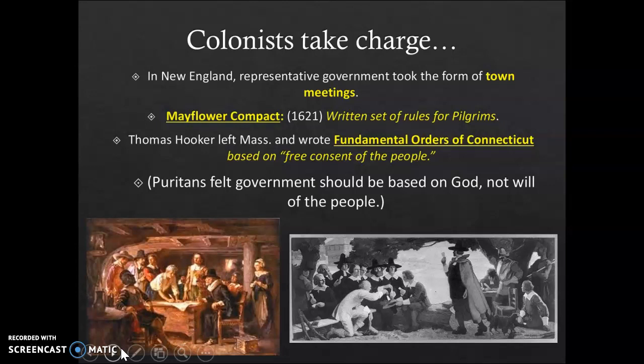So colonists start taking charge. They've got town meetings. You have the Mayflower Compact, which is the first written set of rules in the colonies for Pilgrims, and the Fundamental Orders of Connecticut, based on free consent of the people. Again, these are all ideas based on British government. We'll get more into this later.